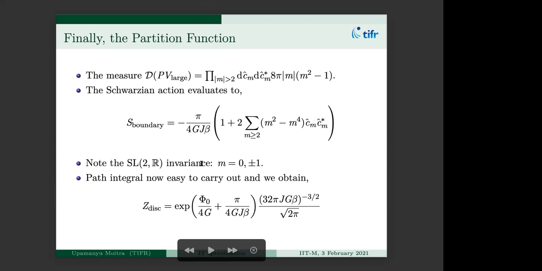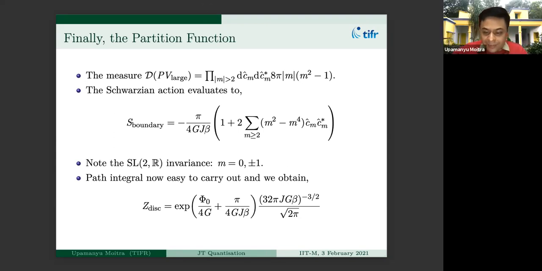No, but actually this is something I don't understand. You have not done the integral in the middle. In the bulk part, you have not done. You have essentially done the integral at the boundary. You have done the path integral, which is essentially coming from the large modes. Yeah. So that is the point.